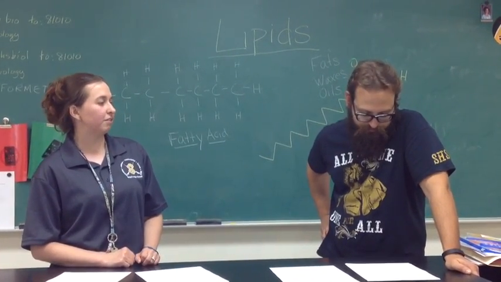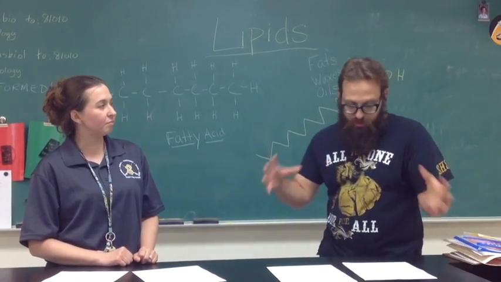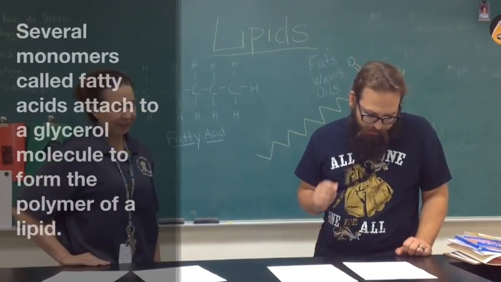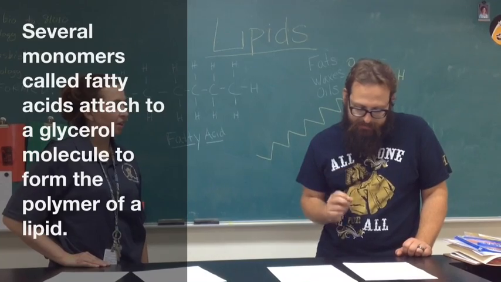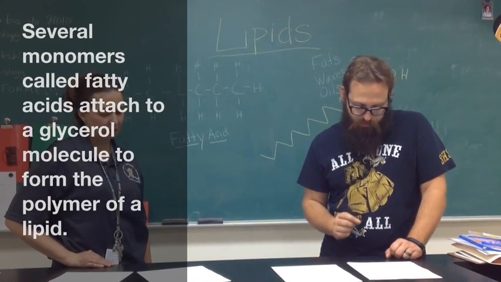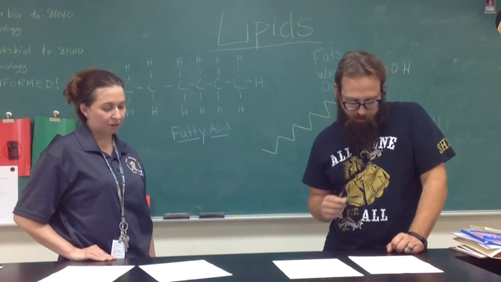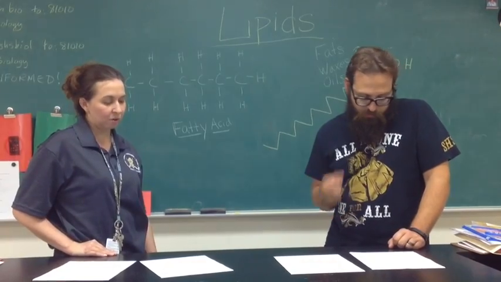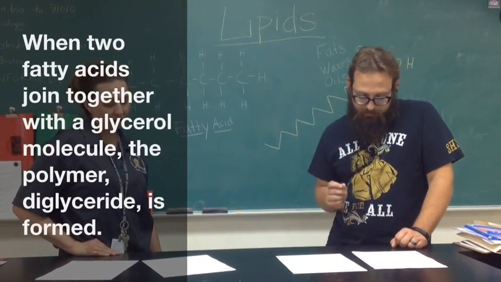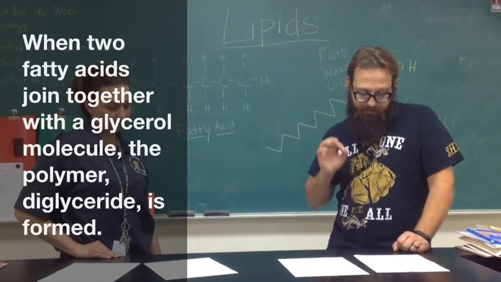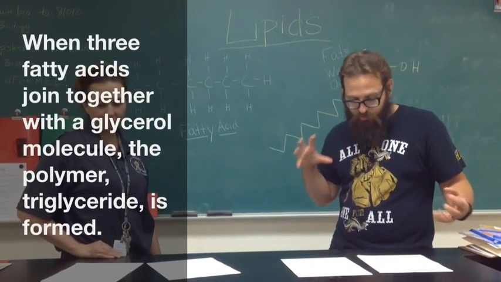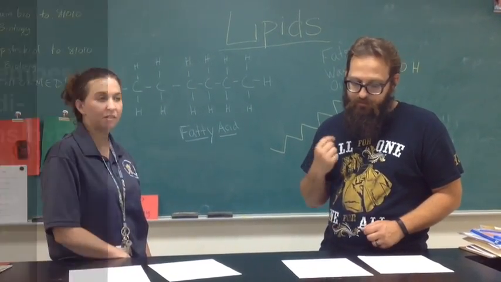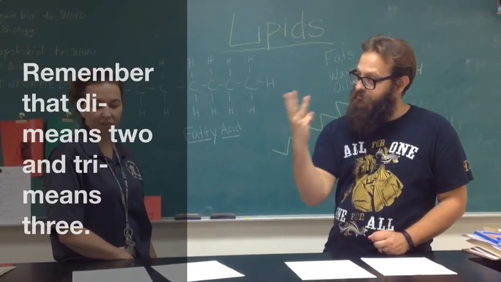So then what's the monomer of lipids? The monomer, or the subunit of lipids, is a bit more complex than carbohydrates. Several monomers called fatty acids attach to a glycerol molecule to form a polymer of a lipid. Are there bigger molecules made from all of these subunits? Yes. When two fatty acids join together with a glycerol molecule, the polymer diglyceride is formed. When three fatty acids join together with a glycerol molecule, the polymer triglyceride is formed. Di means two, and tri means three.